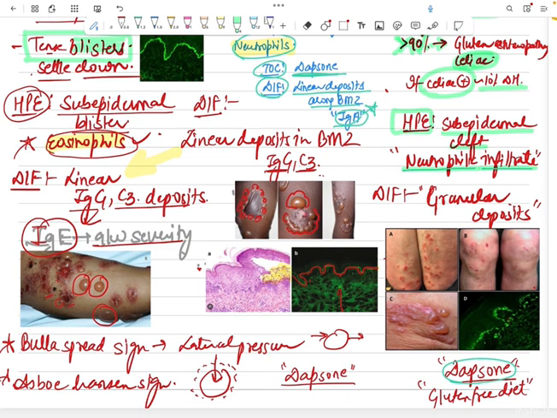Neutrophils are also there, plus antibodies are also there. This is known as granular pattern. On DIF, we see granular pattern. It is not linear, it is granular pattern. And these are excoriated usually. Papule. Drug of choice becomes Dapsone.